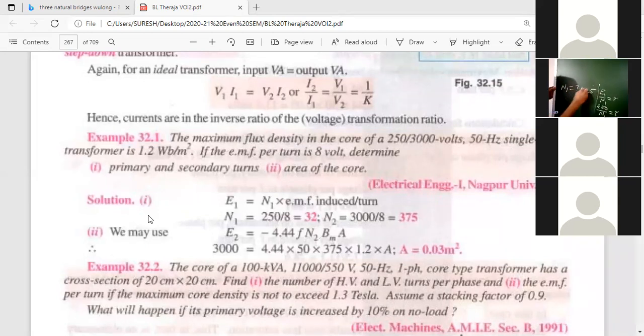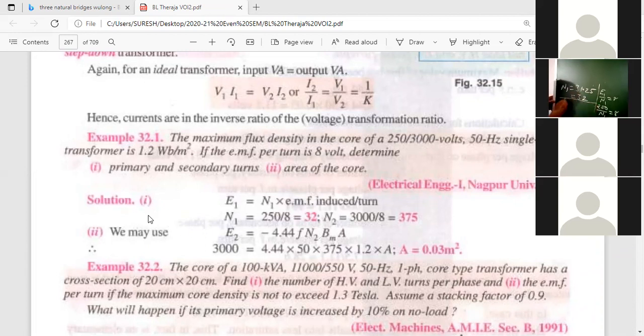31.25. But number of turns will not be in decimal values. Always take the higher value. So I am taking the higher value, that is 32. Your N1 is 32.